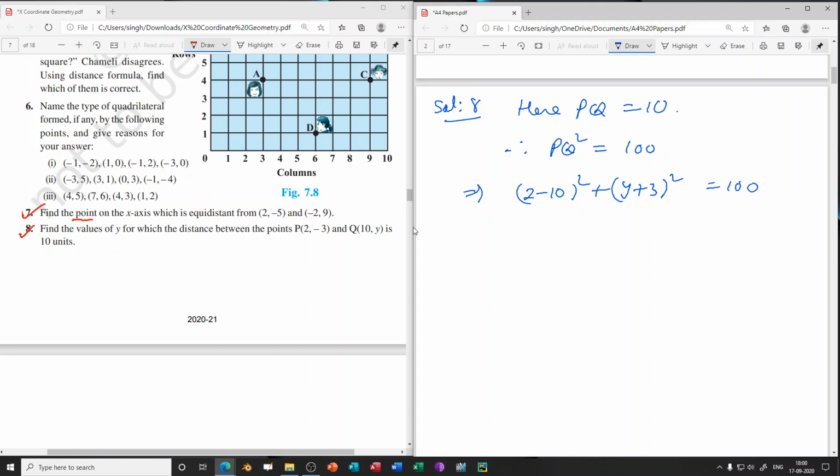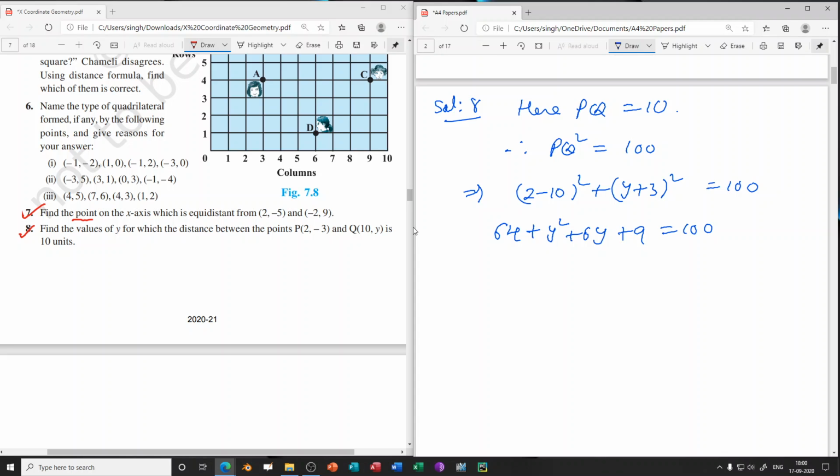2 minus 10 is minus 8. The square of minus 8 is 64. So this will give us 64 plus, here we can apply the formula of (a plus b) whole square. That is y square plus 6y plus 9 equal to 100. And on solving, 64 plus 9 will give us 73.